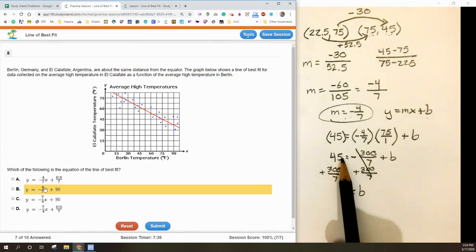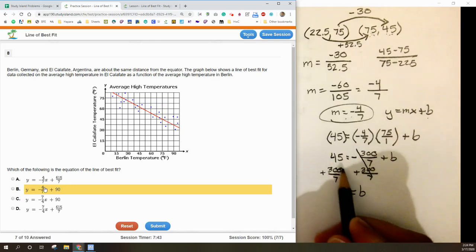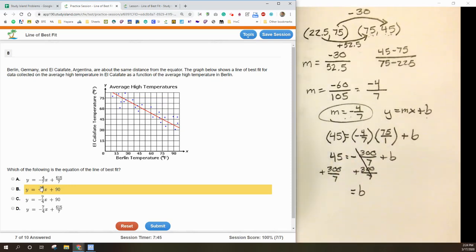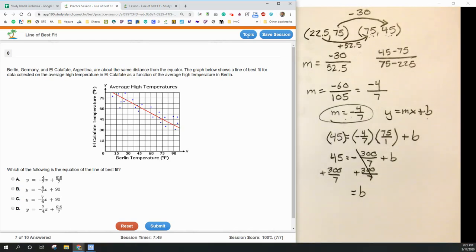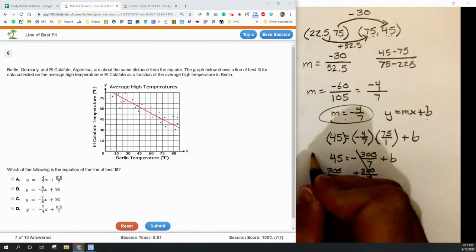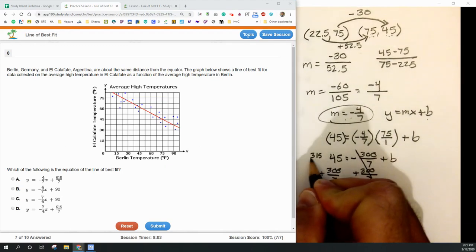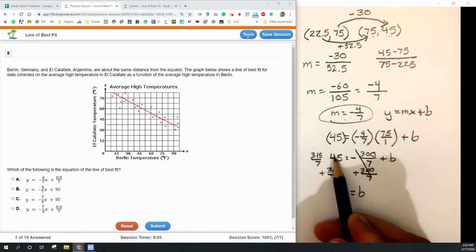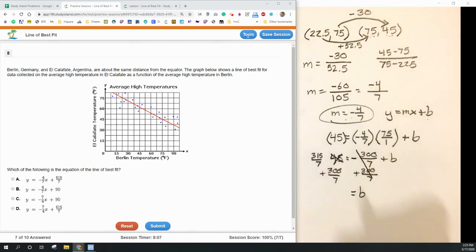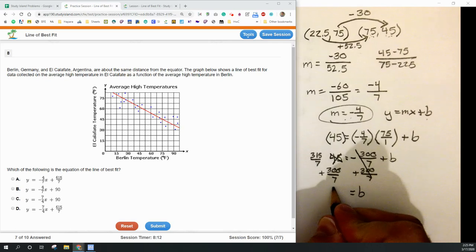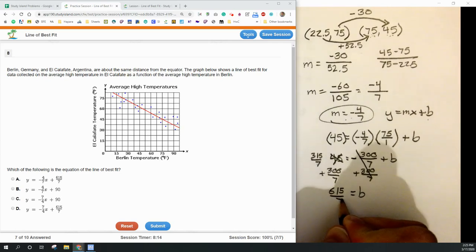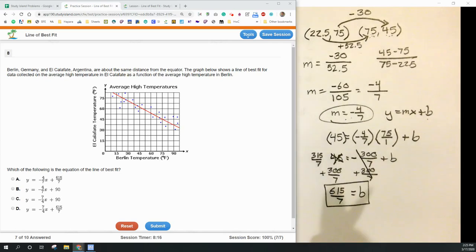Now, adding 45 to 300/7 would be easier if they were both mixed numbers or if they were both improper fractions. So I'm going to change 45 into an improper fraction. The improper fraction that 45 is equal to, with the denominator of 7, is 315/7. And we know that because 45 times 7 is 315. So 315/7 plus 300/7 is 615/7. And there's your y-intercept.